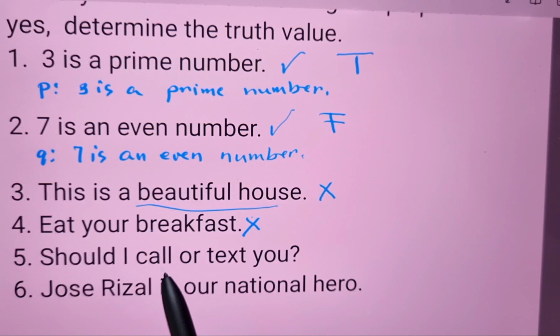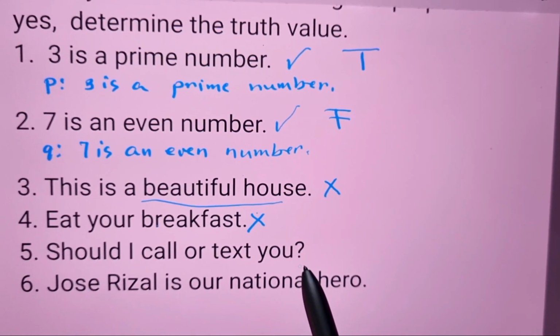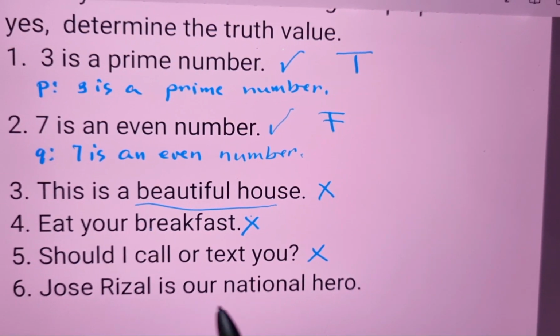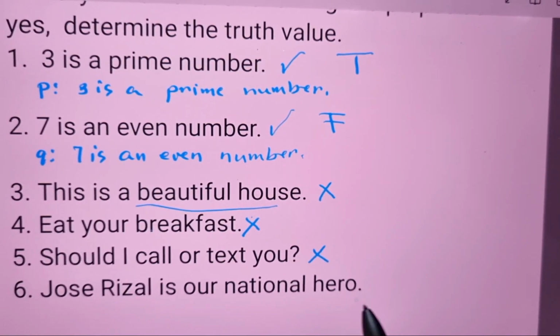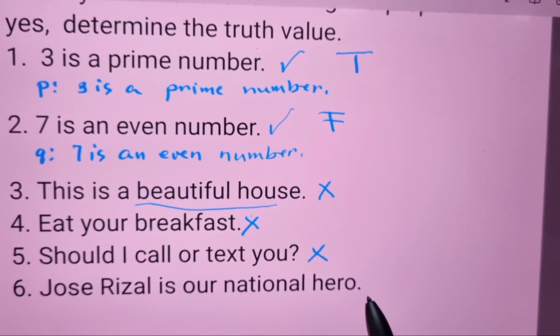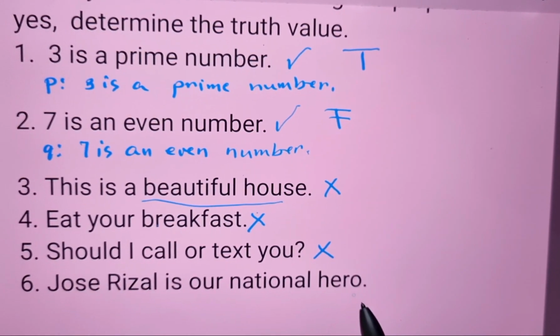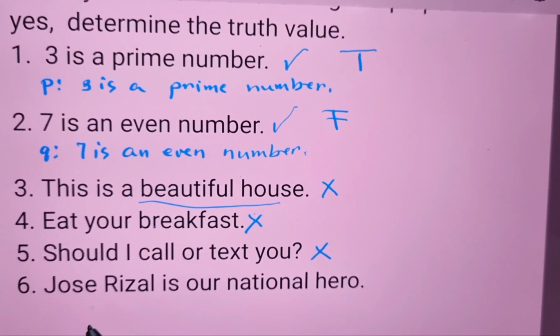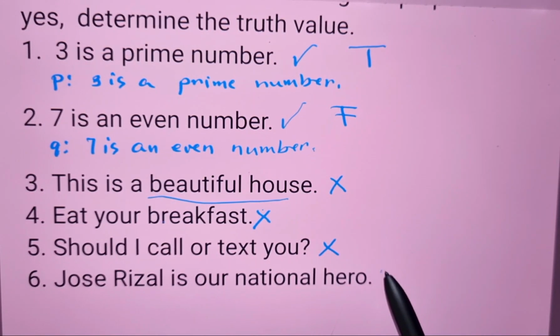Number 5, should I call or text you? This one ends with a question mark. Therefore, this is not a declarative statement. This is an interrogative statement. Therefore, this is not a proposition. Next, here, Jose Rizal is our national hero. Ends with a period, and you are declaring that Jose Rizal is our national hero. This is a declarative sentence or statement, and this can be answered by true or false. Is Jose Rizal our national hero? This is a proposition, and the truth value is true.